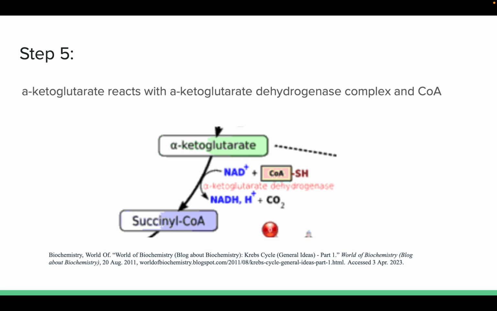In step 5, the alpha-ketoglutarate reacts with the alpha-ketoglutarate dehydrogenase complex and CoA to form succinyl-CoA. In this reaction, NADH and CO2 are the byproducts. This process causes the molecule to turn into a 4-carbon molecule.